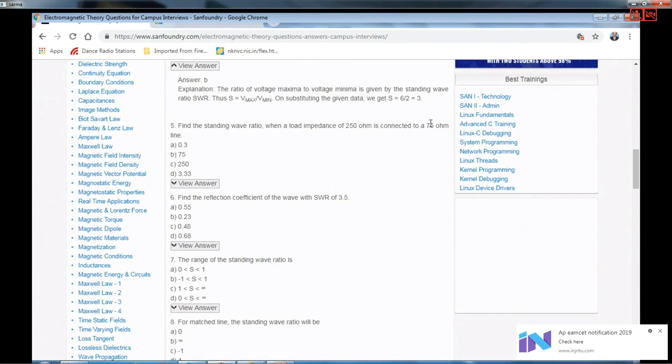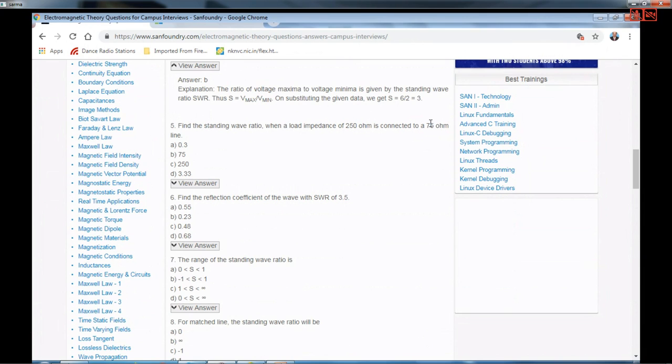Then if this is the case, what is S? S is equal to 1 plus gamma by 1 minus gamma for resistive loads. So 1 plus (RL minus R0 by RL plus R0) divided by 1 minus (RL minus R0 by RL plus R0). When you make the simplification, you will get simply RL by R0 if RL is greater than R0, which is the case here. Otherwise, you should write it as R0 by RL. RL by R0 or R0 by RL, whichever is greater than 1. That is how the S value is defined.